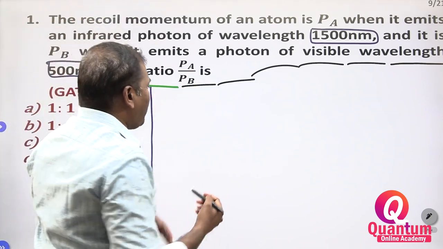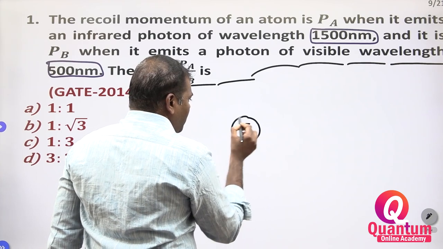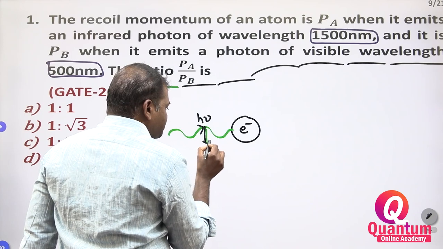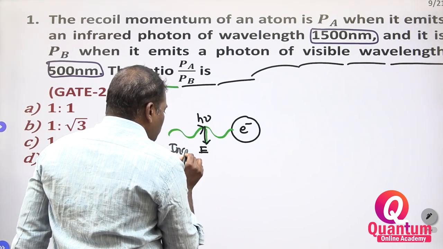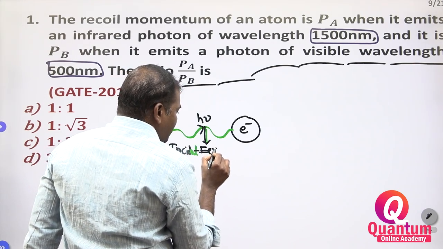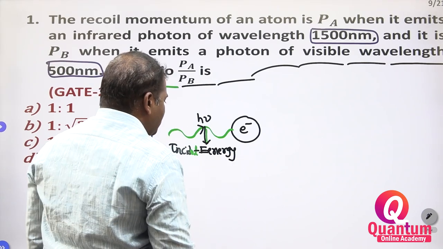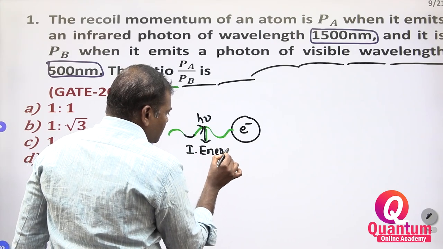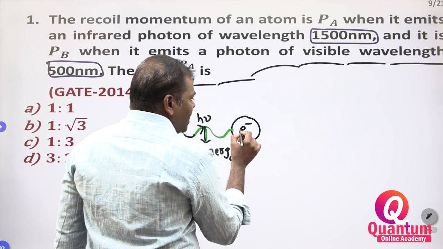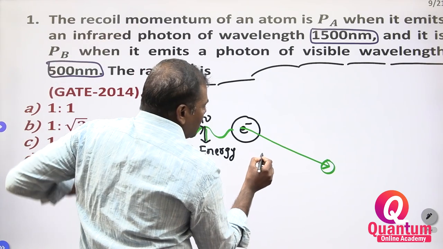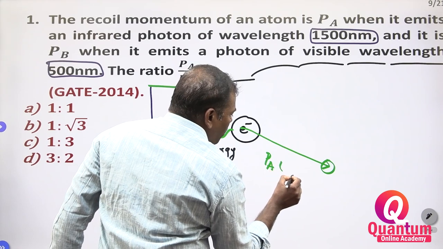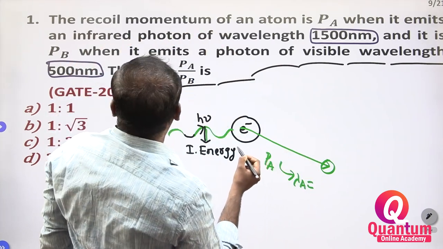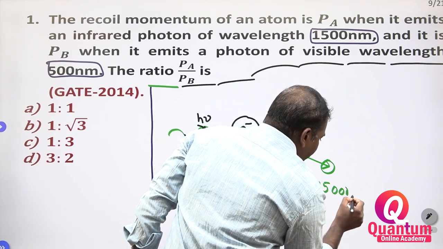First, the recoiling momentum of an atom. Suppose you take an electron, whatever it may be, and the incident energy is h nu. That is the incident energy, h nu. After that, what will happen? This electron is recoiling in this direction with Pa momentum. What is the wavelength? Pa is the momentum when it emits an infrared photon, the wavelength is 1500 nanometer.